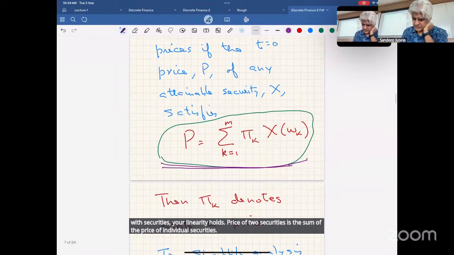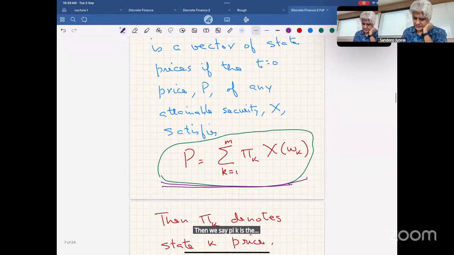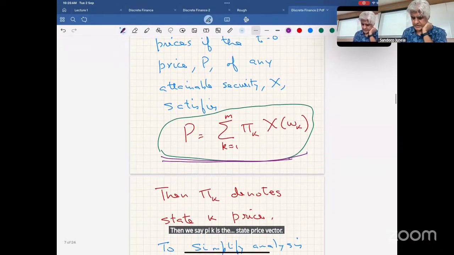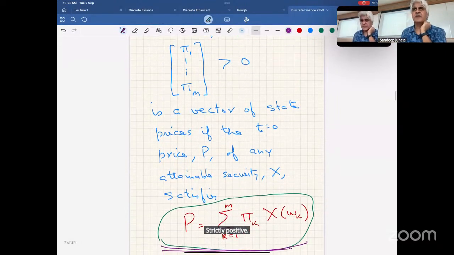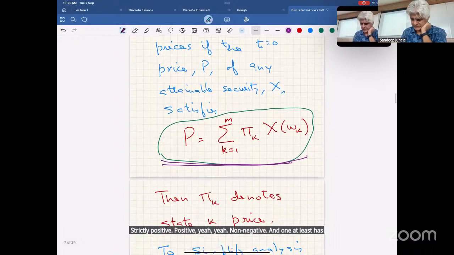So if this is true for attainable claims, then we say pi k is the state price vector. They have to be non-negative, strictly positive. Positive, non-negative. And at least one has to be positive. Yeah, it can't be zero.